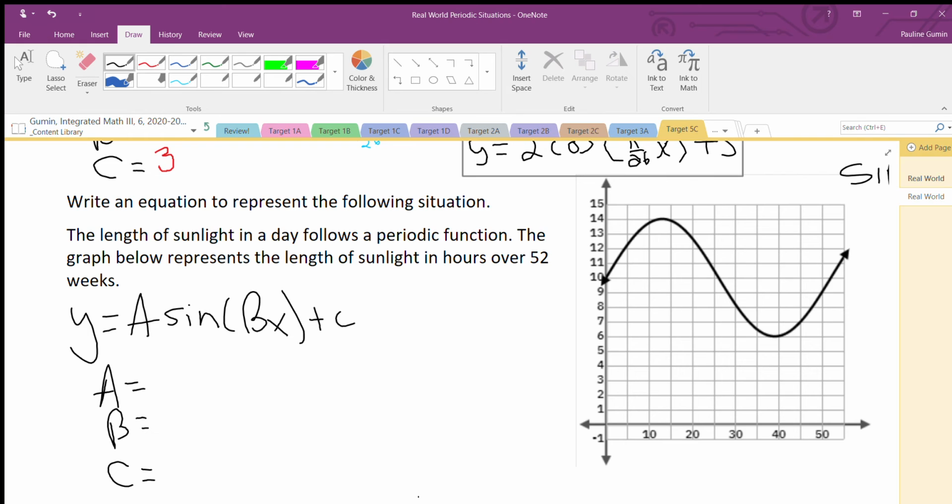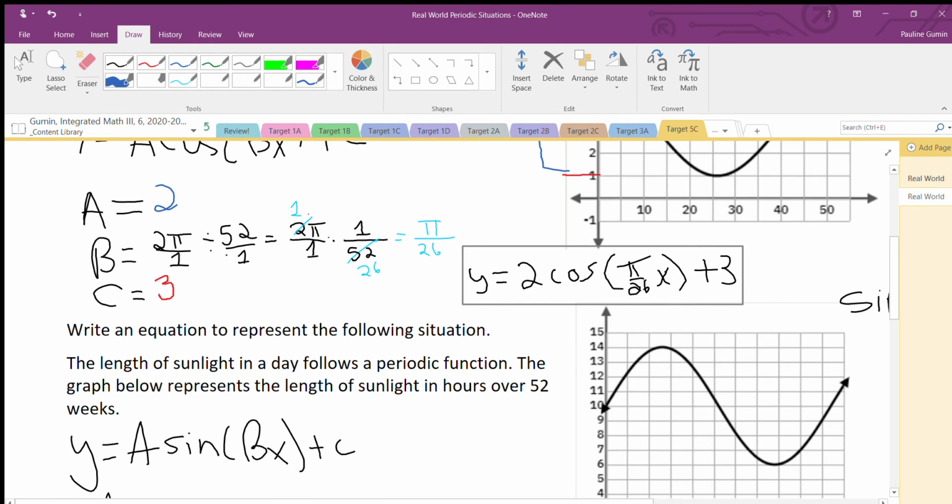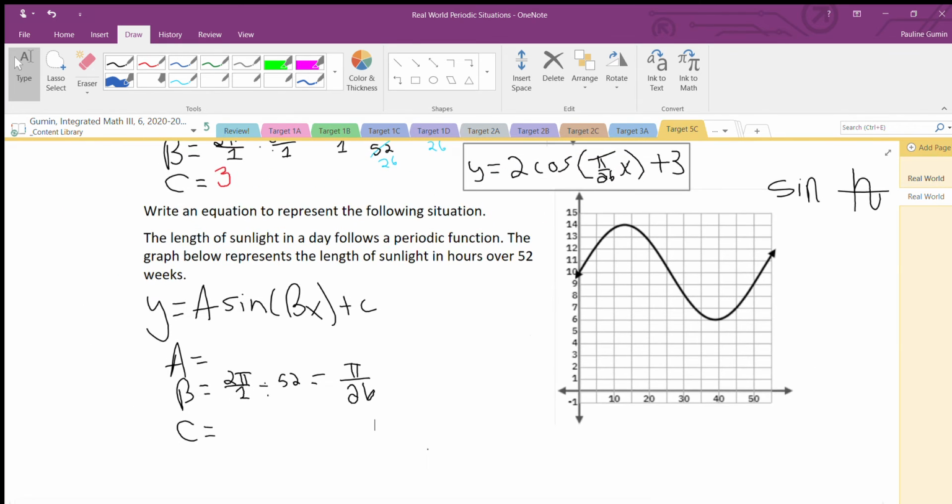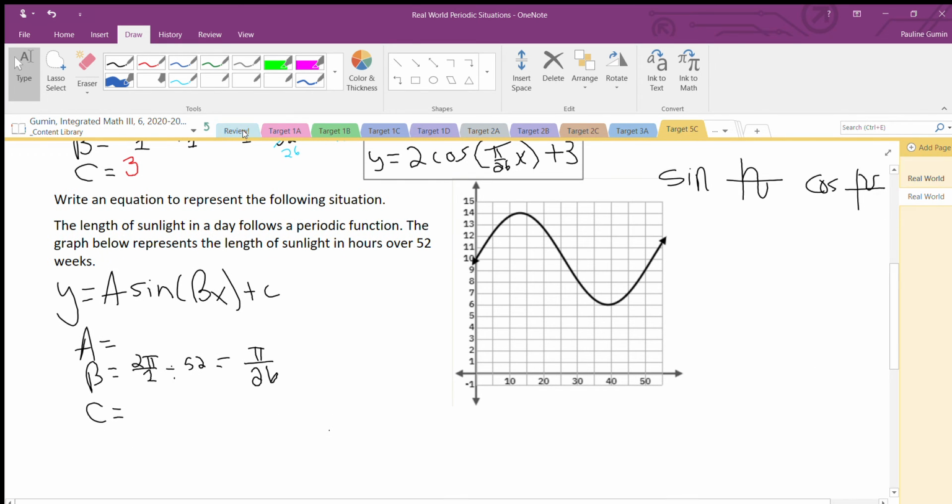Now, luckily for us, we have the same period as the previous problem, so for our frequency, we have pi over 26 again. I'm not going to have to redo that problem because we just did it. Okay, so all we have left is midline and amplitude. Let's figure it out. Our highest point is at 14. Our lowest point is at 6. So what's right in the middle? 10. So our midline is 10.